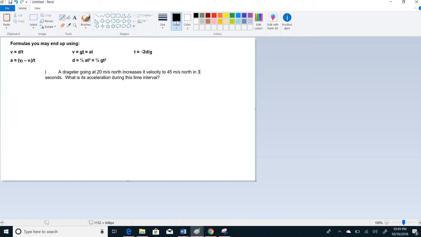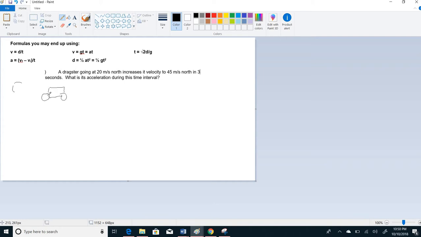Now I'm going to make sure I have the right piece selected. So it says a dragster going at 20 meters per second north increases its velocity to 45 meters per second north in 3 seconds. What is the acceleration during this time? Now, as always, I always say drawing a picture is your best bet. So don't make fun of my car.